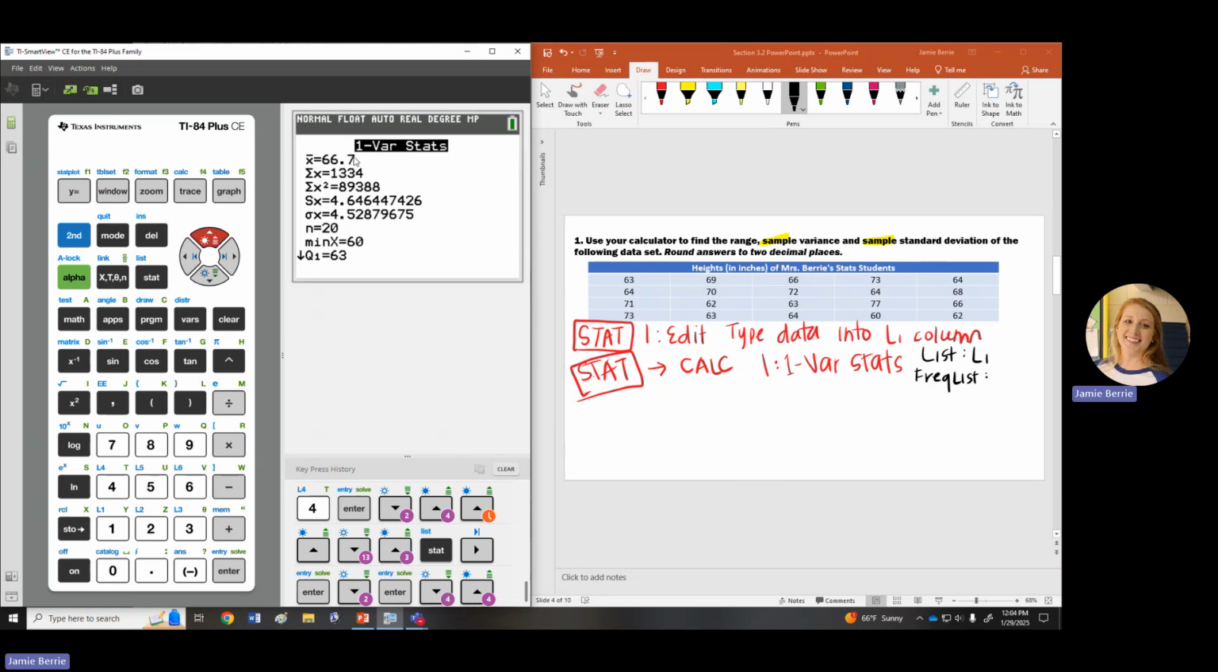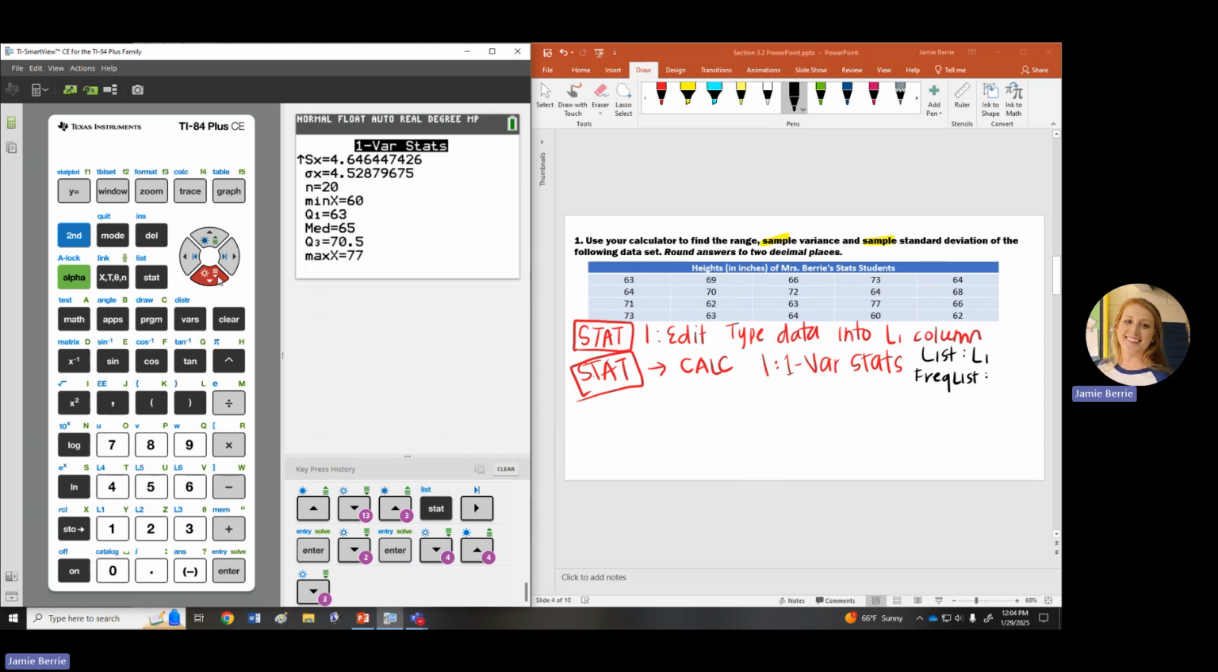Just like the other day, we saw that the mean is 66.7. I'm supposed to be calculating the range, the sample variance, and the sample standard deviation. For the range, we need the maximum and the minimum, which are at the very bottom of your output. Remember, the range is equal to the maximum minus the minimum. Looking at my output, that's 77 minus 60. It told me my max was 77 and my min was 60, so that's 17.